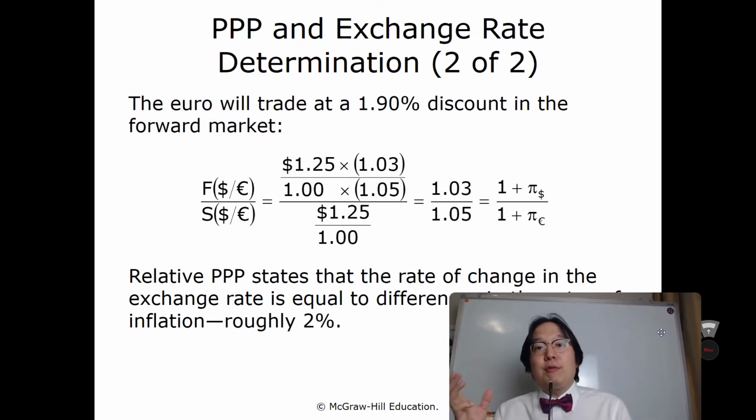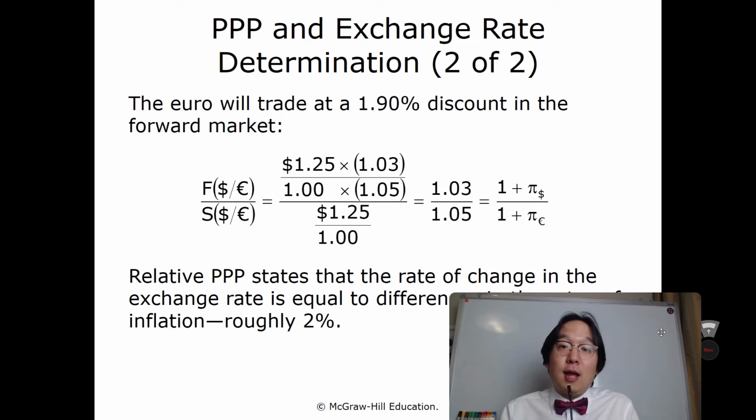Now, the euro will trade at a 1.9% discount in the forward market, as I said before. The euro regime will have higher inflation rates compared to the United States, so that's why their currency value will be depreciated. That will be reflected in their forward rate. Forward discount, 1.9%. How do we know that?